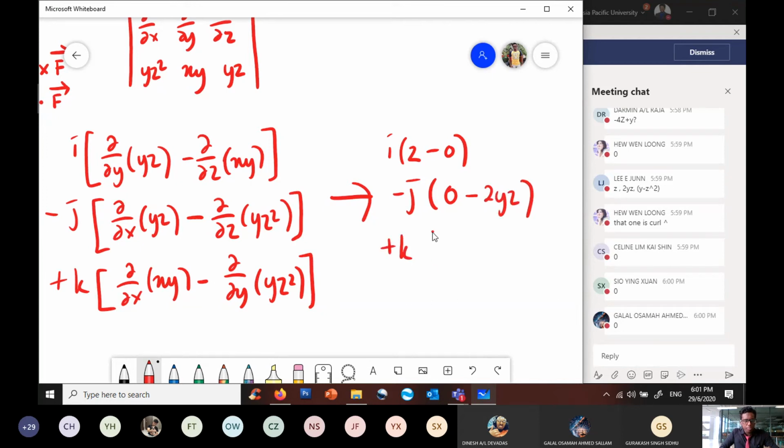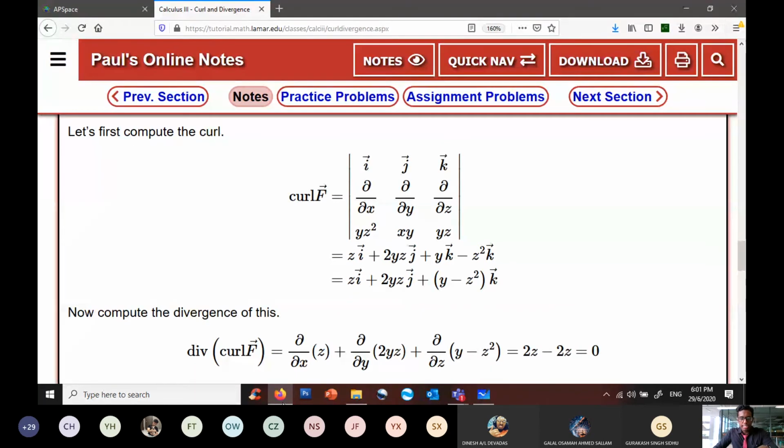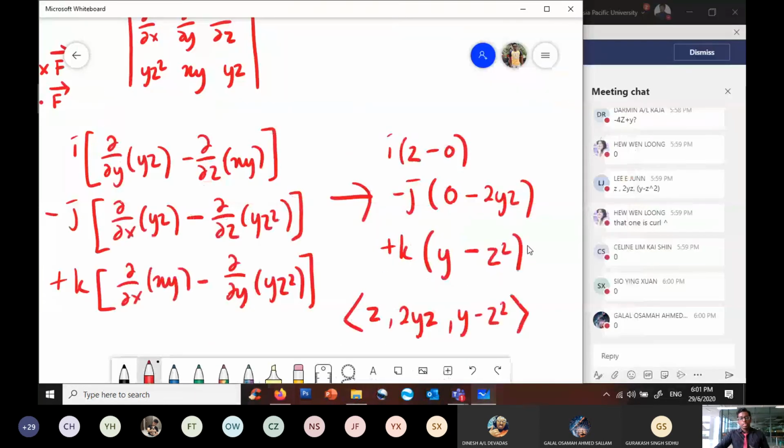Plus k. Differentiate this with respect to x, you will get y. Differentiate this with respect to y, you get z squared. Okay, so is it correct? You are getting z, 2yz, and y minus z squared. Unless I did any careless mistake here, it should be correct. Z, 2yz, y minus z squared. Yep. So this is how you should find the curl.